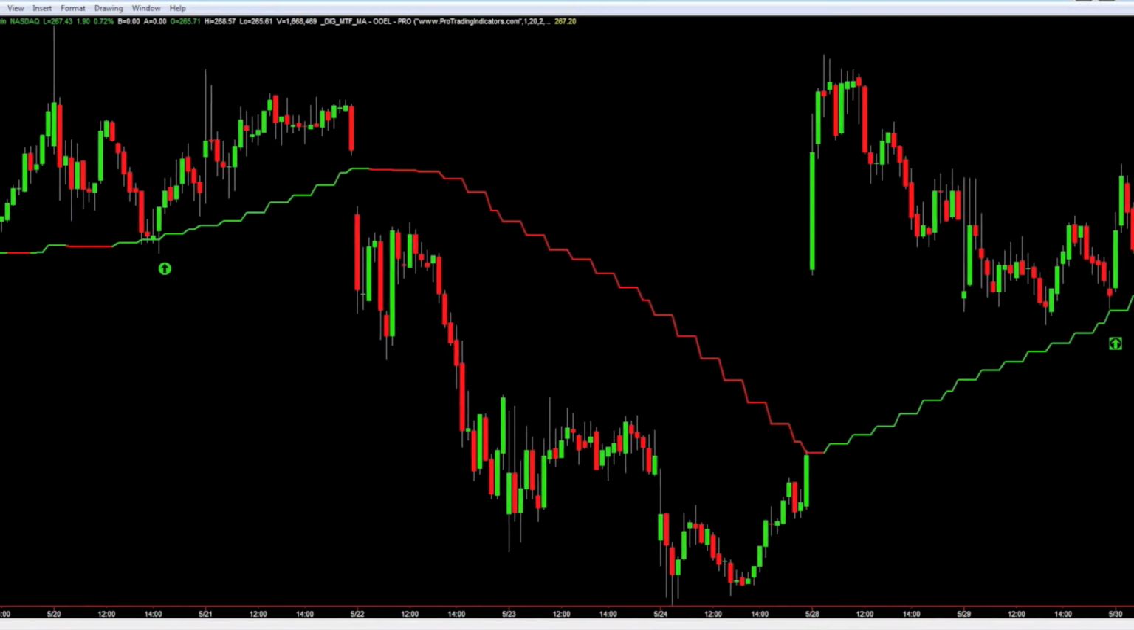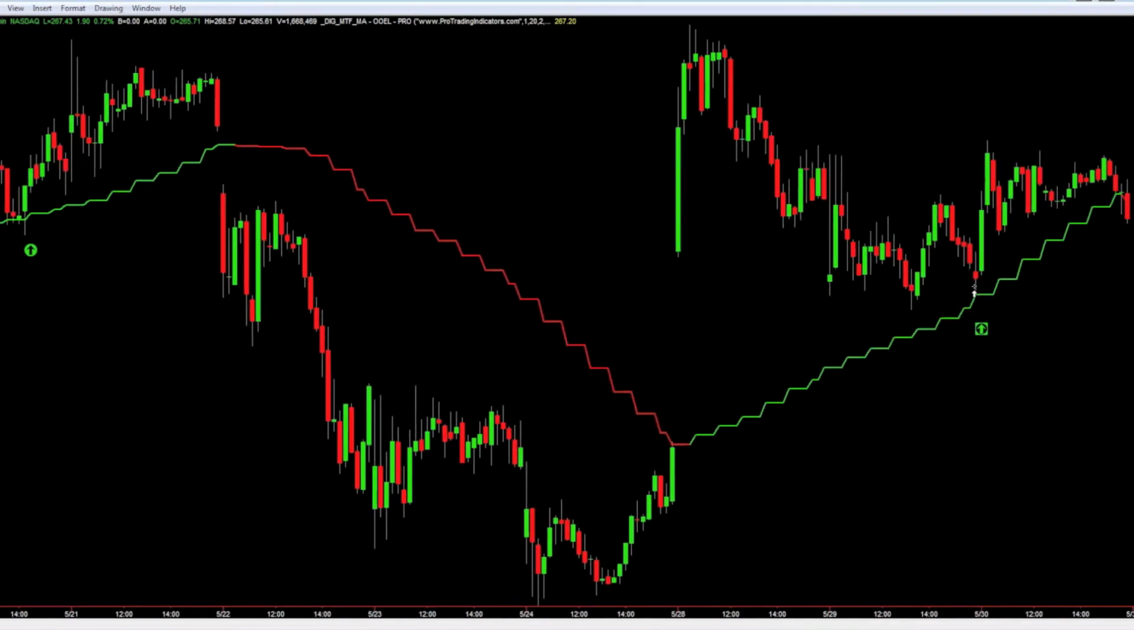Nice way to time some of your trades. Does it again later here. A nice quick little hit onto the moving average and then quickly moves away.